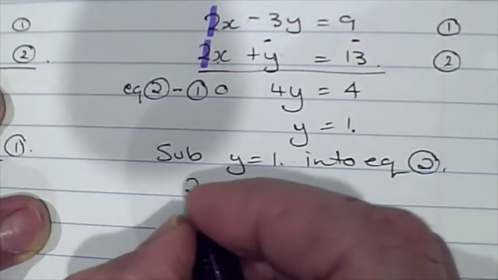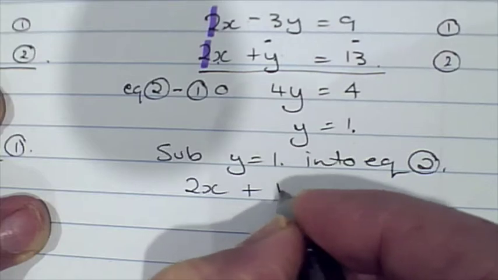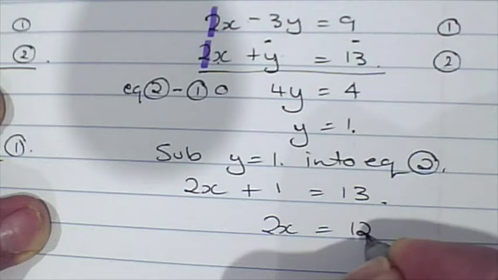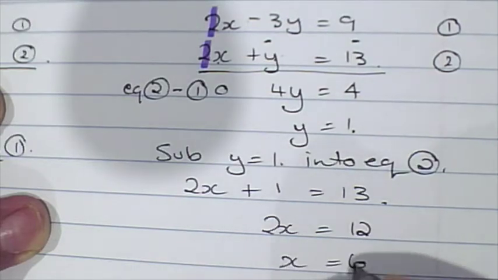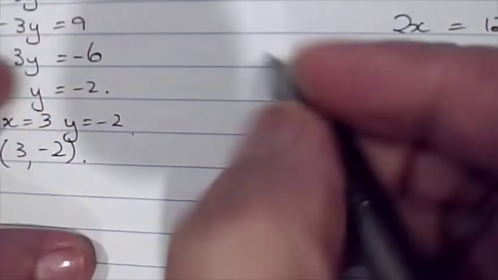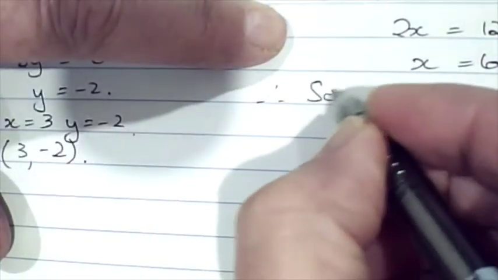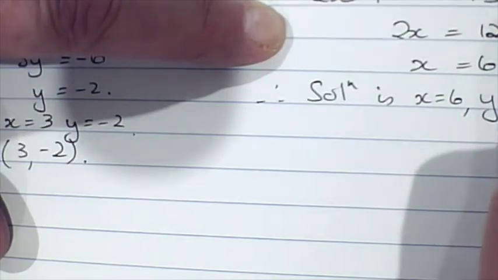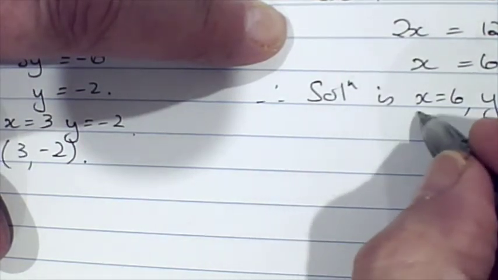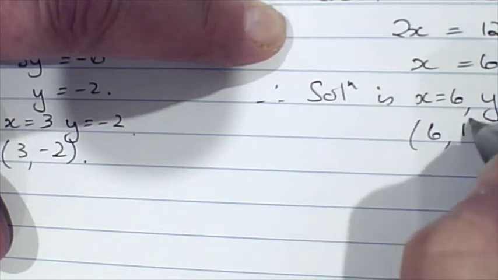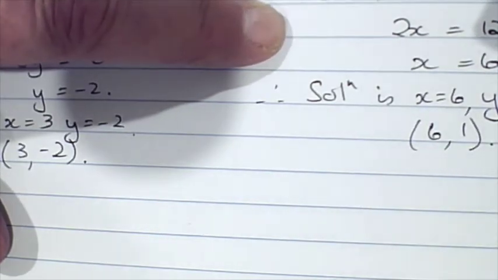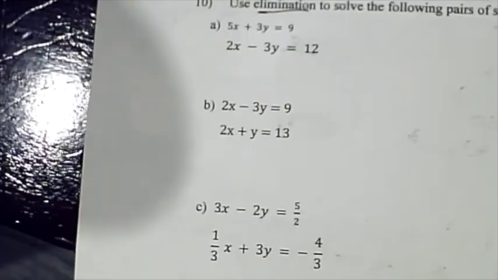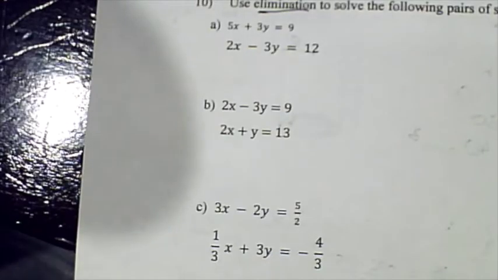Okay, so 2x plus 1 equals 13. So 2x equals 12. X equals 6. Finish off your question. Therefore, the solution is x equals 6, y equals 1. Or you could have put, instead of this, 6, 1. Okay, just going to say C is nasty, okay?